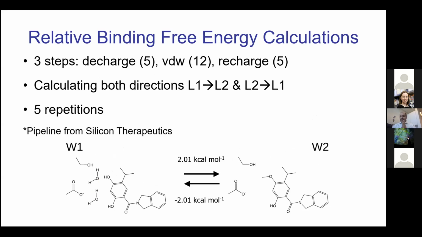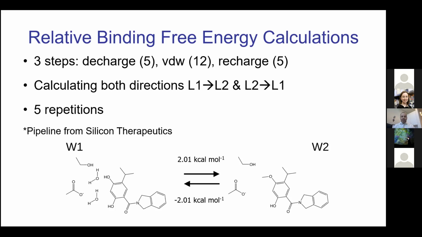And the way we did our calculation, we did the perturbation in 3 steps: decharge, van der Waals, recharge, with the number of lambda windows in each step in brackets. We calculated both directions, so we convert ligand 1 to ligand 2 and ligand 2 to ligand 1. And we repeated the calculation 5 times. This pipeline is taken from Silicon Therapeutics, our collaborators in the project.